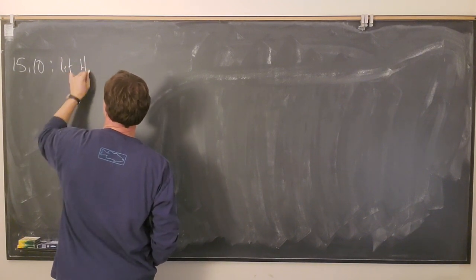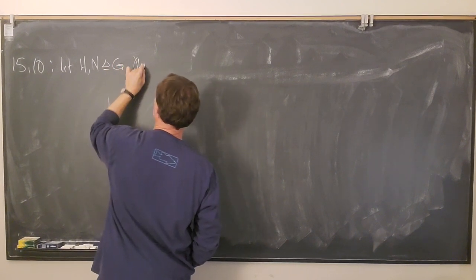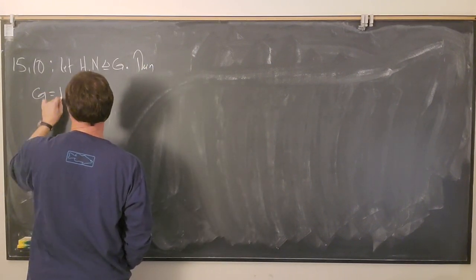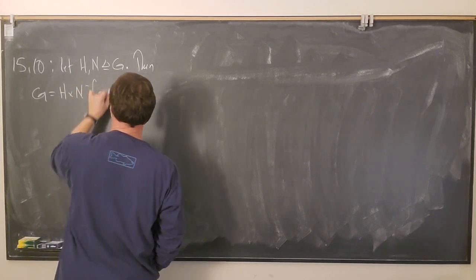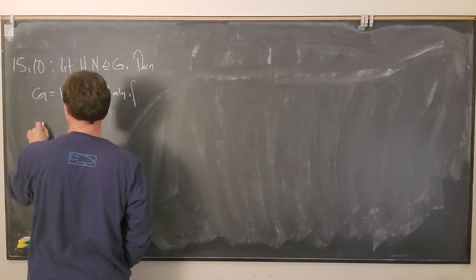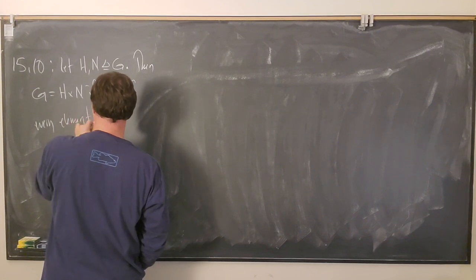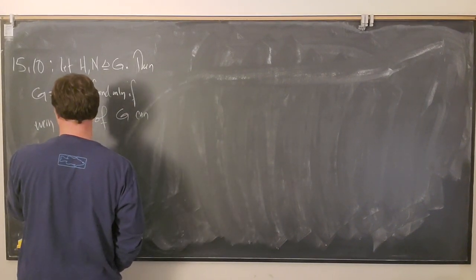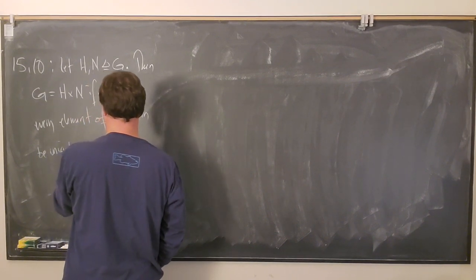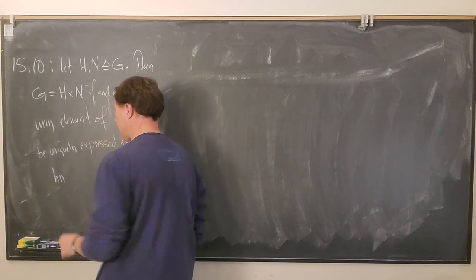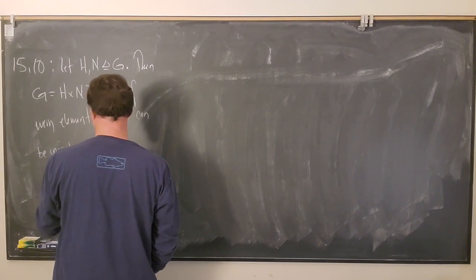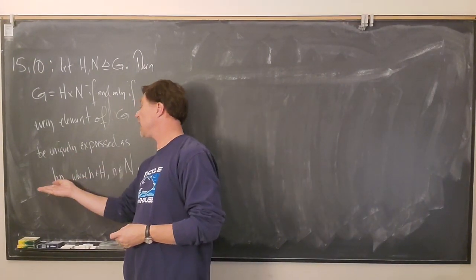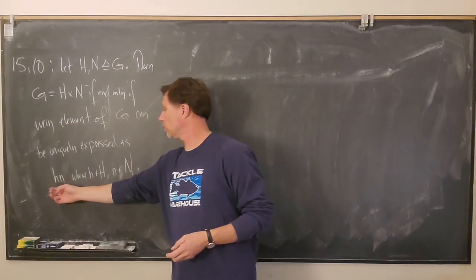So it goes like this: if we have a couple of normal subgroups H and N of G, then G is equal to H cross N if and only if every element of G can be uniquely expressed as something in the form little h times little n, where little h is in capital H and n is in capital N. So the idea of internal direct product corresponds with a unique decomposition as h times n.